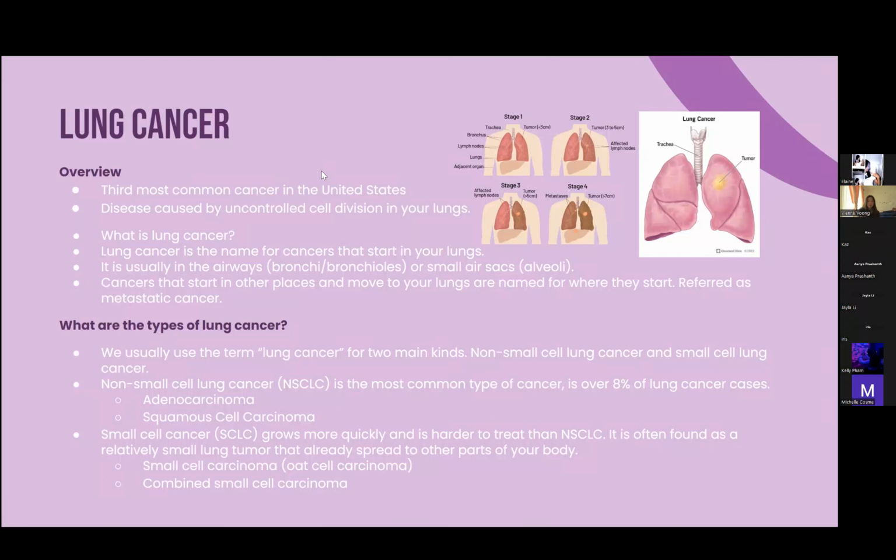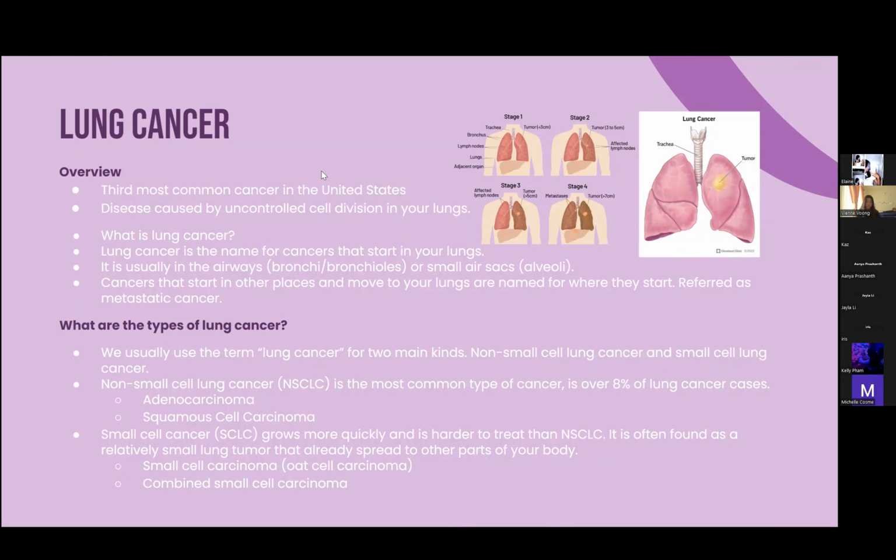What are the different types of lung cancer? There are many cancers that affect the lungs, but we usually use the term lung cancer for two main kinds, non-small cell lung cancer and small cell lung cancer. Non-small cell lung cancer, also known as NSCLC, is the most common type of lung cancer. It accounts for over 80% of lung cancer cases. Common types include adenocarcinoma and squamous cell carcinoma.